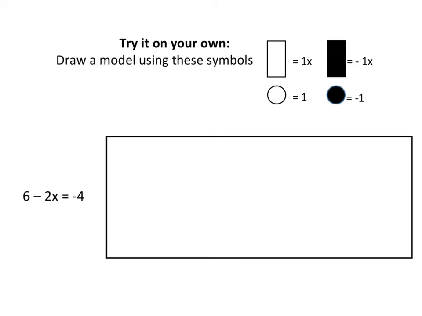Here's our second example. So we have 6 minus 2x equals negative 4. The first thing in our equation is positive 6. So we go up to our key to figure out what a positive number represents. And that is the non-filled in circle right here. So we need 6 of those non-filled in circles.